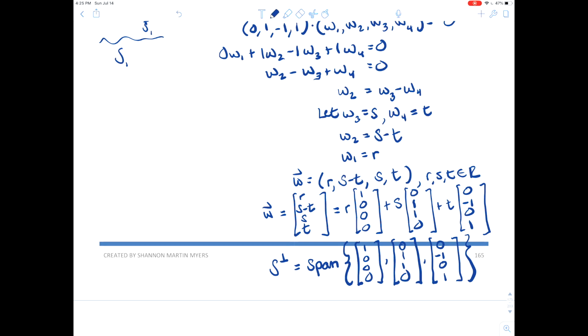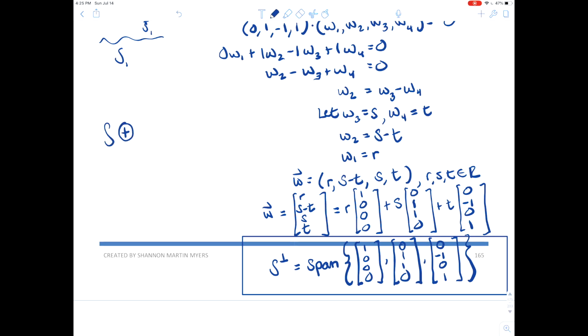Good so far? So that was one part of it. Find the orthogonal complement. And now what do we need to do? Good. We need to find the direct sum. So what do you think? Good. The direct sum then will be S. So the direct sum of S and the orthogonal complement of S will be R4.